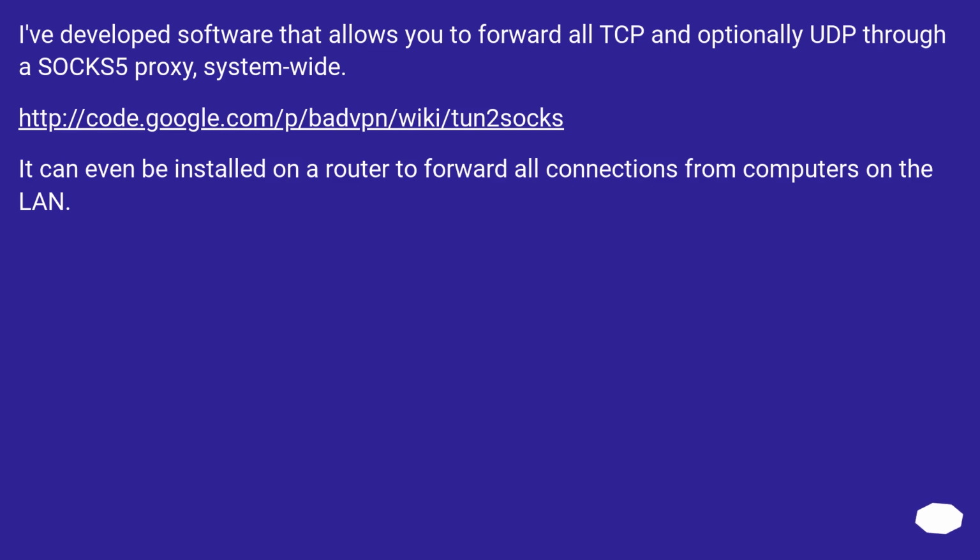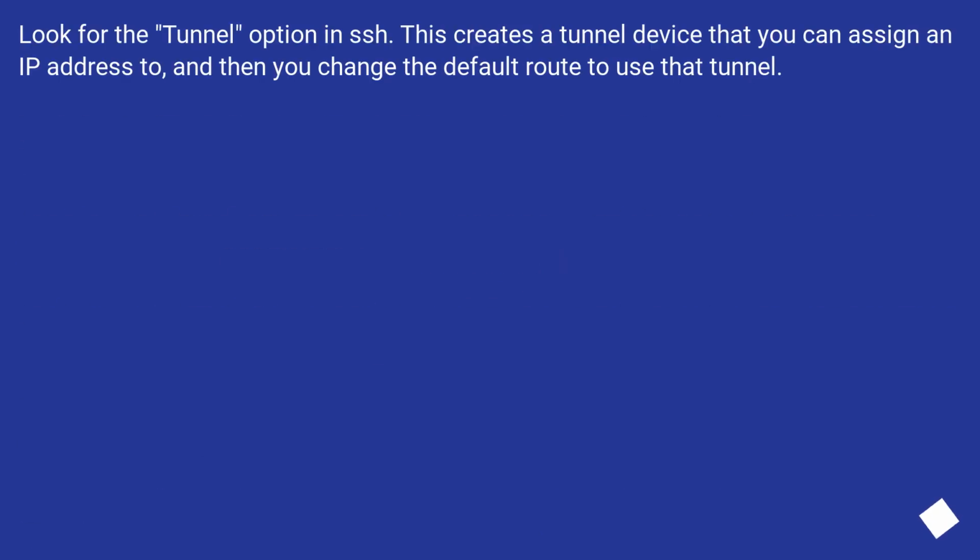I've developed software that allows you to forward all TCP and optionally UDP through a SOCKS5 proxy, system-wide. This URL. It can even be installed on a router to forward all connections from computers on the LAN. Look for the tunnel option in SSH. This creates a tunnel device that you can assign an IP address to, and then you change the default route to use that tunnel.